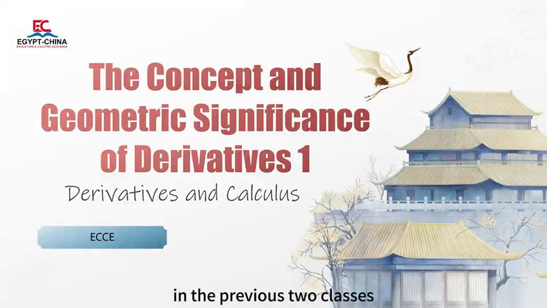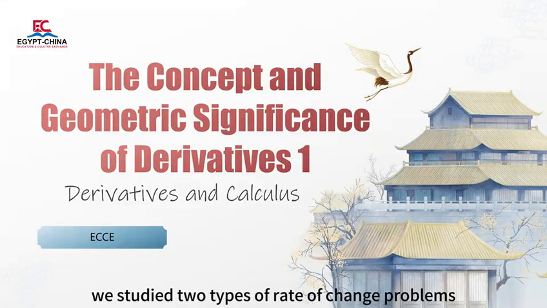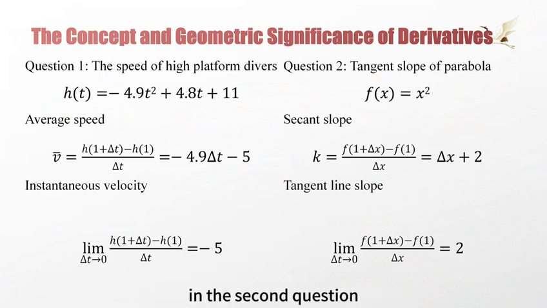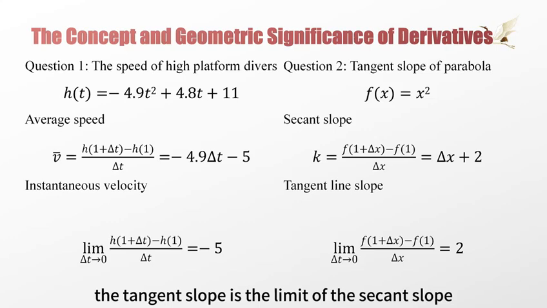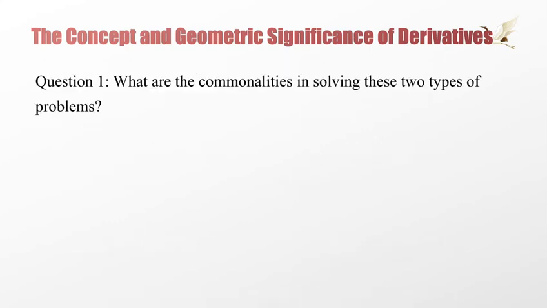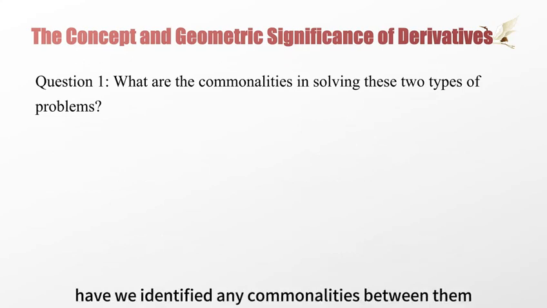Hello everyone, in the previous two classes, we studied two types of rate of change problems. In question 1, the instantaneous speed is the limit of the average speed as delta t approaches zero infinitely. In the second question, the tangent slope is the limit of the secant slope as delta x approaches zero infinitely. When addressing these two issues, have we identified any commonalities between them?